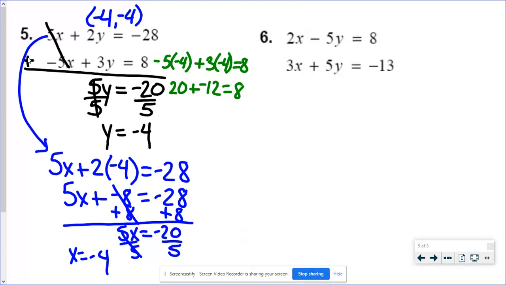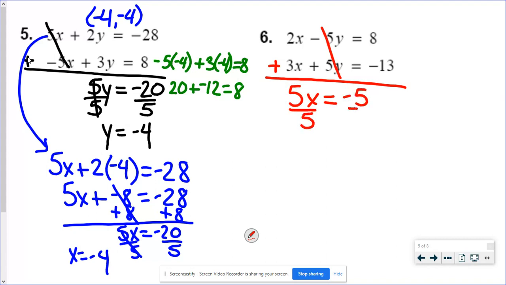In number 6, again, if you're feeling confident, go ahead and pause it. Try this one on your own. If you want to do this together, this time my y's are going to be opposites. They're the ones that will cancel out. So 2x plus 3x is 5x. 8 plus a -13 is -5. So x is going to be -1.